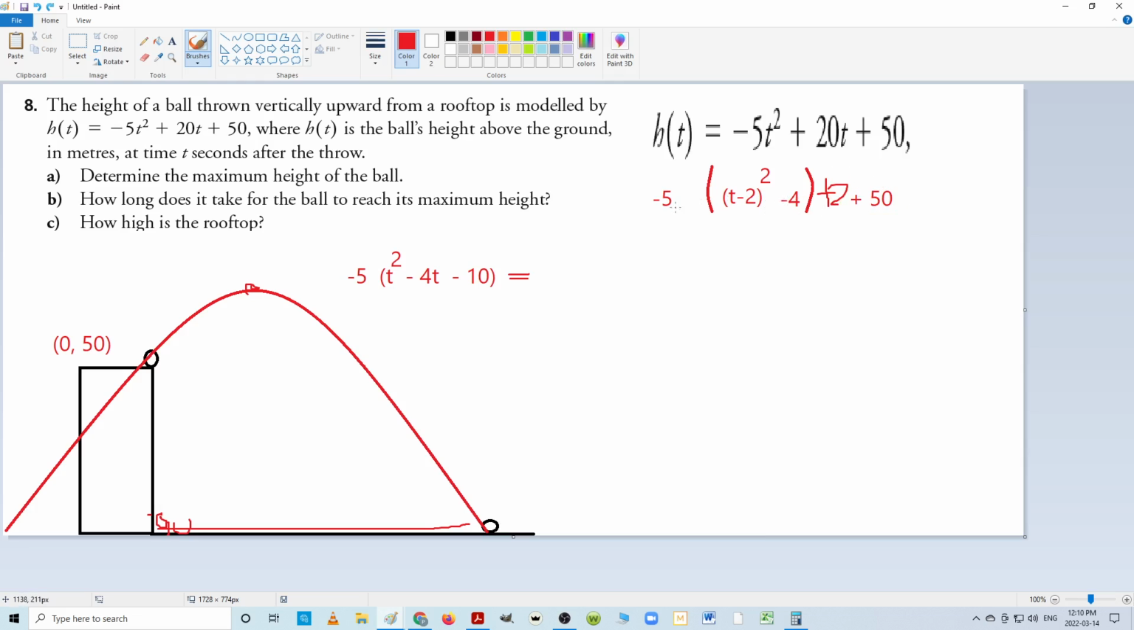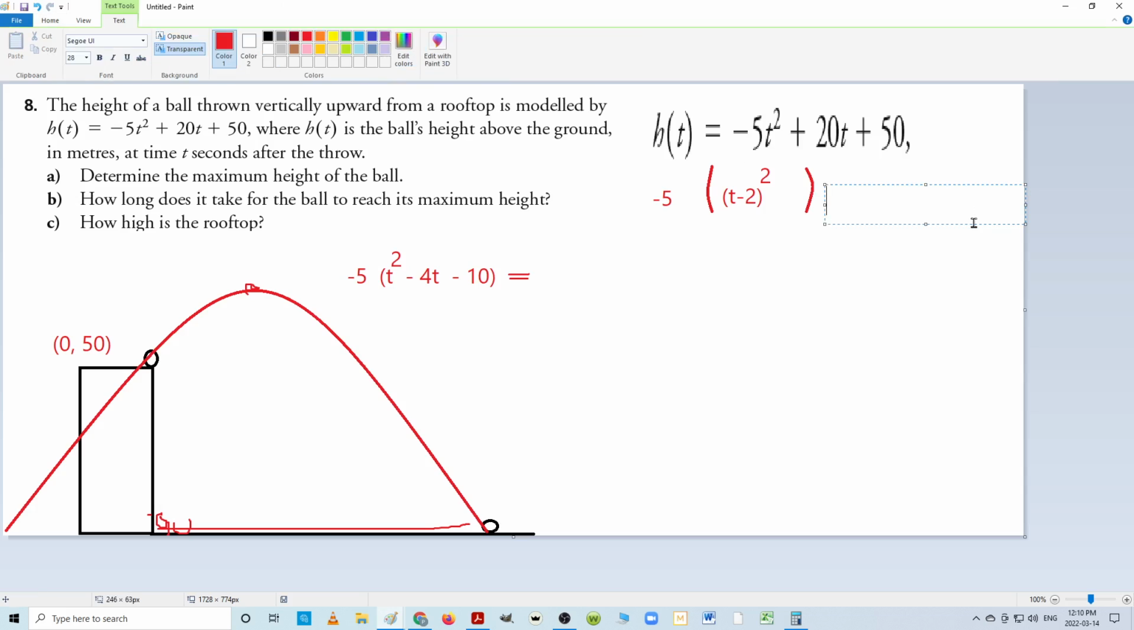By the way, when there's a number that you factored out, you always have to clear out this number by multiplying by that number to get it out here with this number to add to it. So minus 5 times minus 4 is plus 20, and plus 20 plus 50 is plus 70, which means I can replace this and this and this with plus 70.